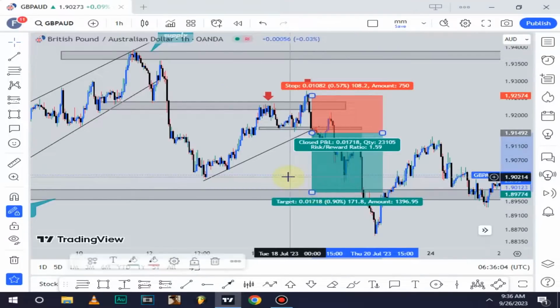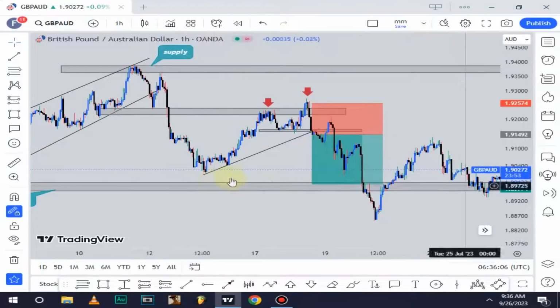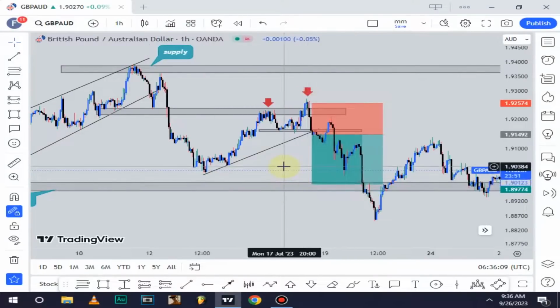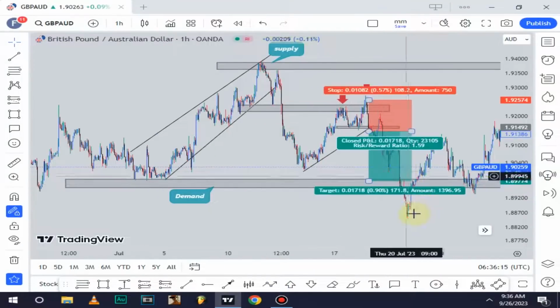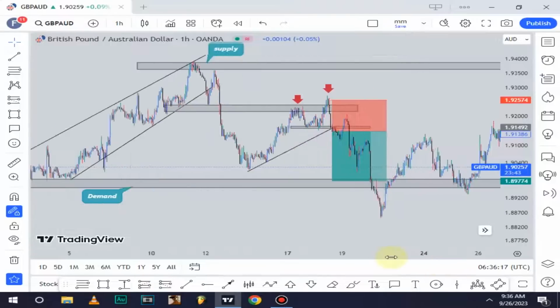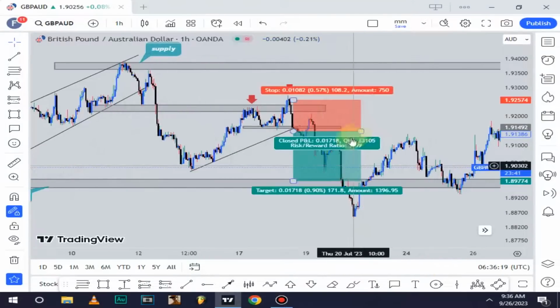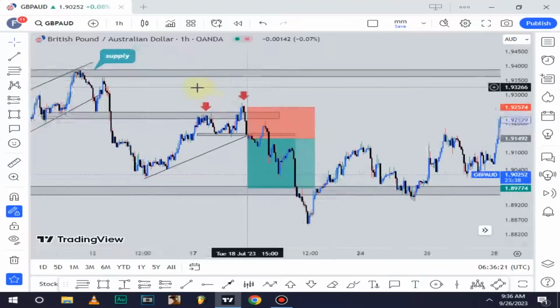Look at that. But of course you should not be greedy, guys, because now this is the supply, the demand zone. That is what you should be targeting. Don't worry about this, maybe that might be a false break. Don't worry about that. So do not be greedy. Just take what the market has given you.